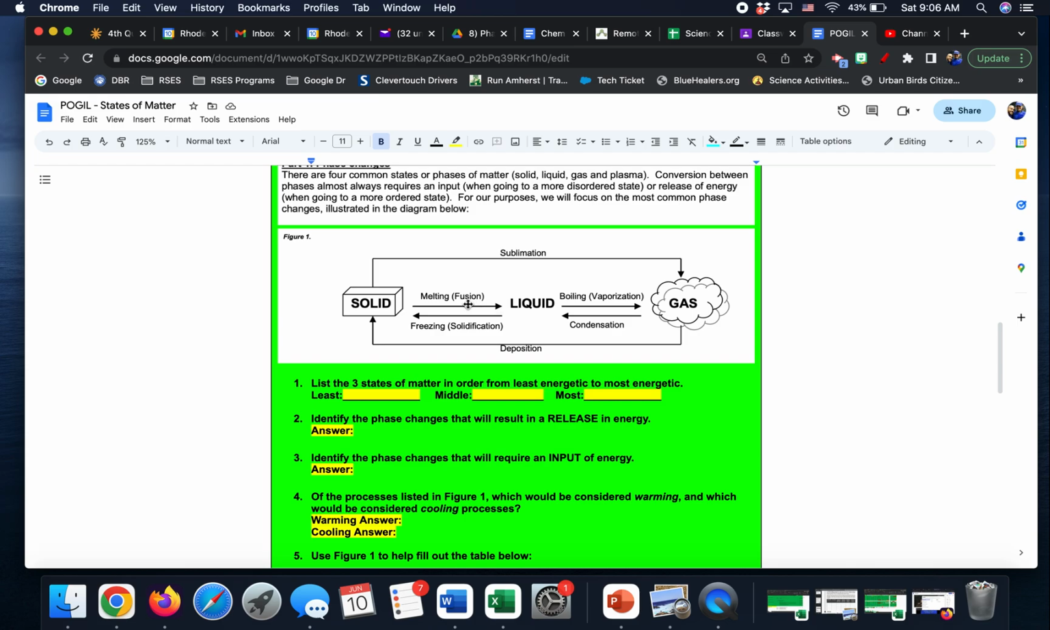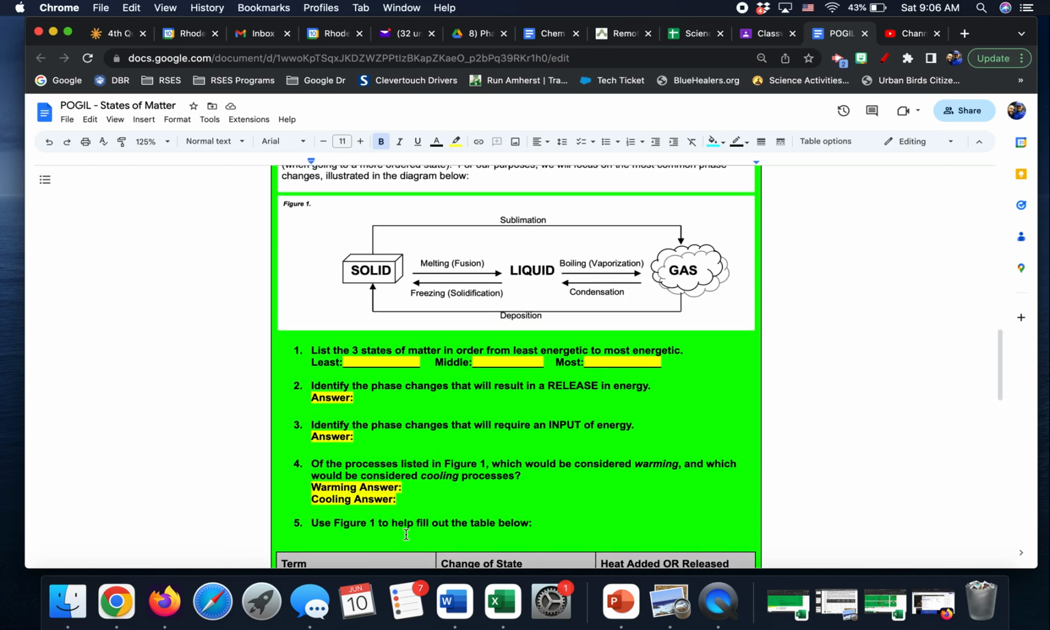So use your words. Melting, freezing, condensation, boiling, sublimation, deposition. Which of those are going to give off energy? If you don't remember, you give off energy when you are slowing down. So the molecules are getting closer together. Number 3 should be the rest of those terms, of these 6 terms up here. Which of these need energy? Well, you need energy if you're going to make the molecules move faster and spread out. Of those 6 answers up there, which would be warming or heating up, and which would be cooling?